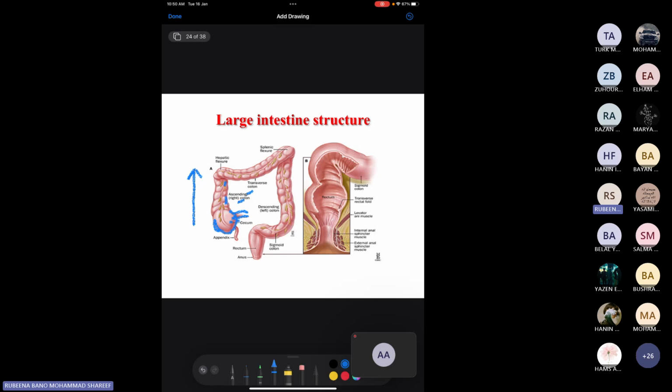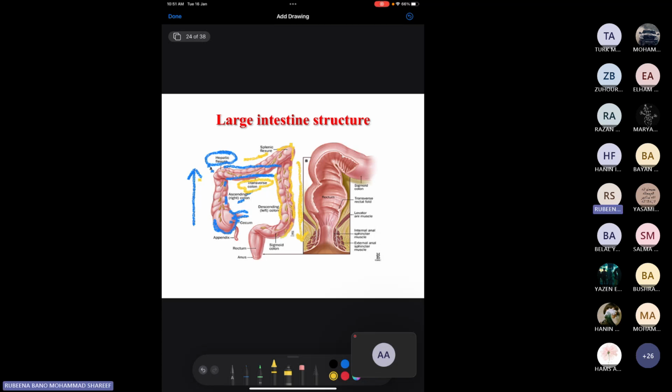And then this is the right side, where the liver is, so it is called the hepatic flexure. And then it goes in a transverse direction. So this is called the transverse colon. And then this is the site for the spleen, so this is called the splenic flexure. And then it goes down, so it is called the descending colon. So cecum, ascending colon, transverse colon, and then descending colon.